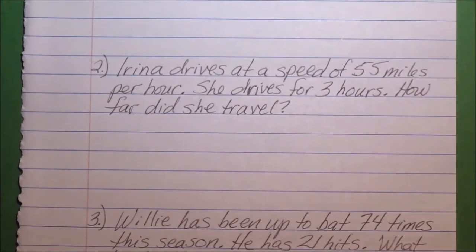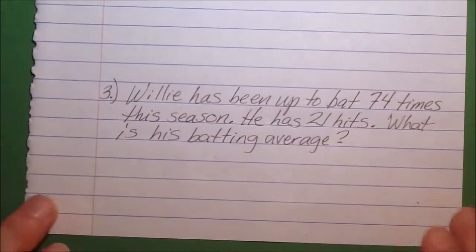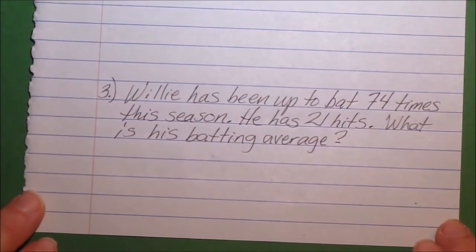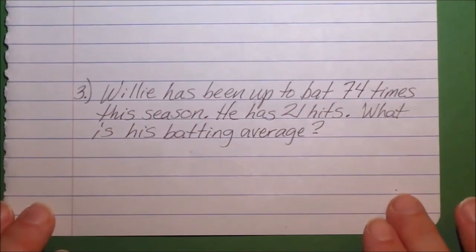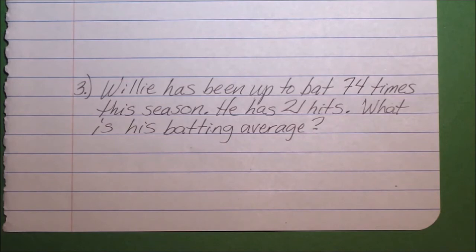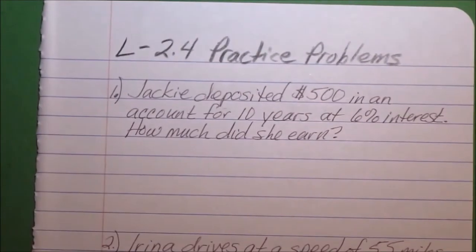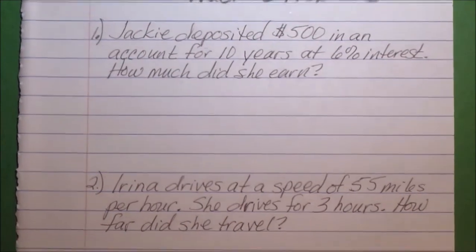Problem number 2. Irina drives at a speed of 55 miles per hour. She drives for 3 hours. How far did she travel? And problem number 3. Willie has been up to bat 74 times this season. He has 21 hits. What is his batting average? All right, so on each one of these, you can just pause on them and work them out. And now I will go through how we would solve these problems.